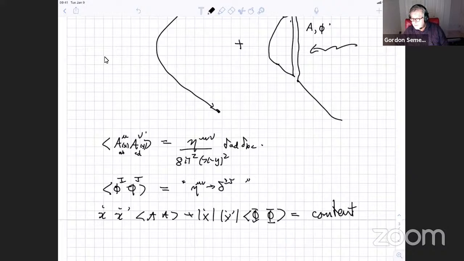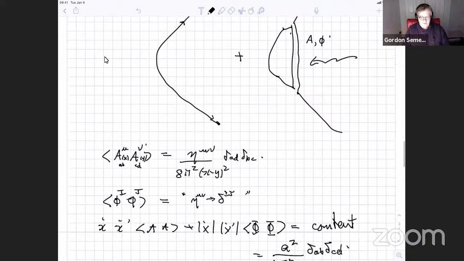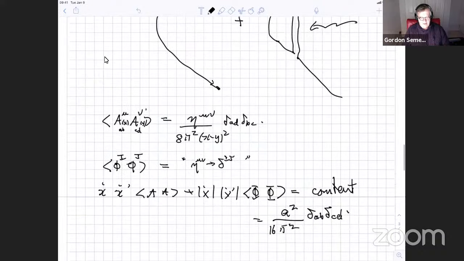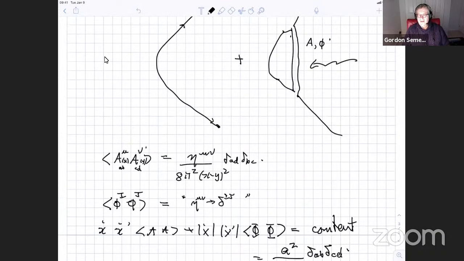I have to look at my notes to remember exactly what the constant is, but it's some simple thing. It's got the acceleration squared over 16 pi squared. And then it just has the Lie algebra, the gauge group indices like that. So that's very convenient. Once I know that, you can immediately write down the answer for this correction.